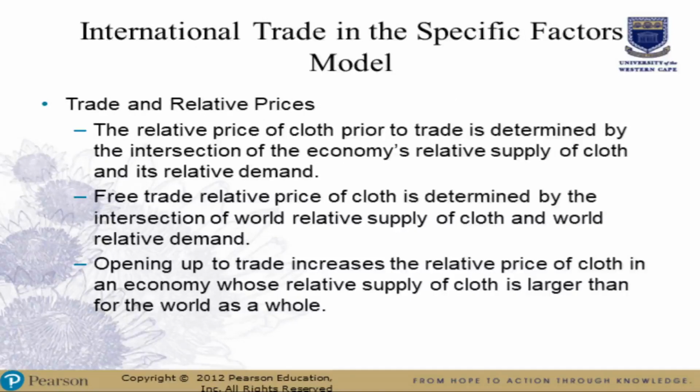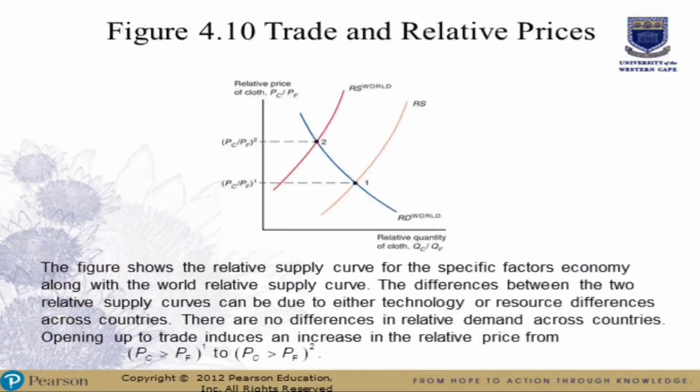In autarky, the relative price of cloth is determined by the intersection of the economy's relative supply and demand of cloth. However, with free trade, the price of cloth is determined by the intersection of world relative supply of cloth and the world relative demand. Thus, opening up trade increases the relative price of cloth in an economy whose supply of cloth is larger than for the world as a whole, as illustrated in Figure 410.